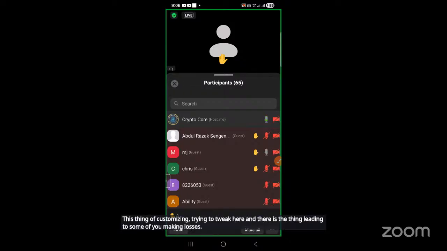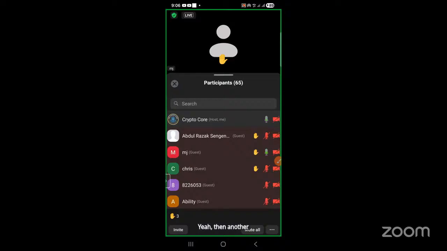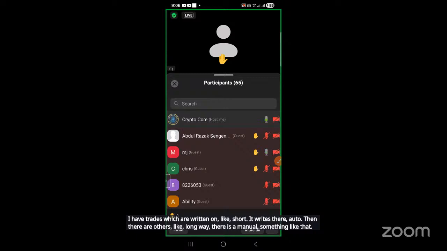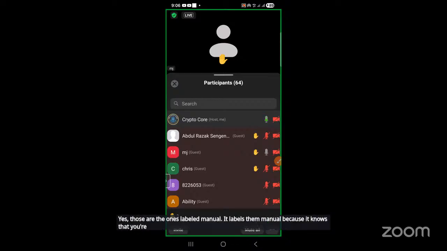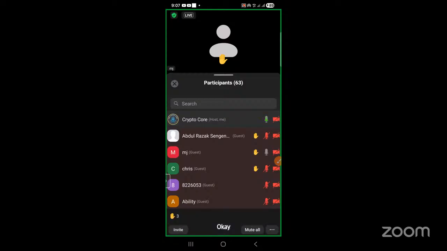Okay. You understand? Yeah. Then another thing, I have trades which are written, like short, it writes there auto. Then the others, like long, there is manual, something like that. Is that okay? Did you have some trades in your Binance running before you connected the bot? Yes, because I was using Pilot. Yes, those are the ones labeled manual. It labels them manual because it knows that you're the one who put them there, and they are not part of the trades placed by the bot.